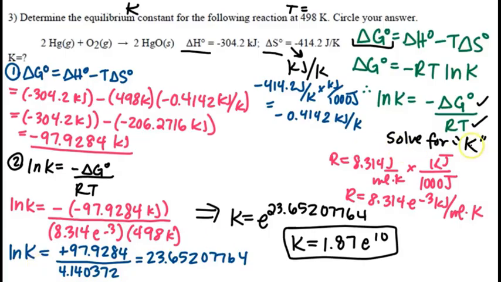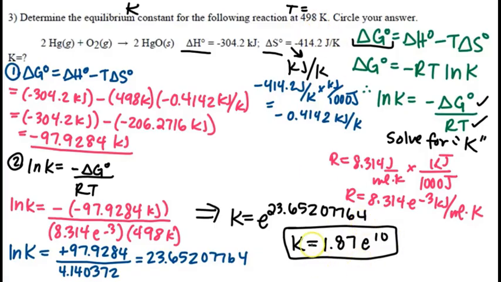Now, of course, I have to solve for K. So I have to take the natural log of both sides. When I do that, I'm able to isolate the variable K by itself, and because I'm able to isolate it, I can solve for it. So K is equal to e raised to the power of 23.652077764. When I do this in my calculator, I get K is equal to 1.87 times 10 to the 10. And this is my final answer here. As far as significant figures, I should have 3 based on the temperature, and I do have 3 here. So everything looks good.